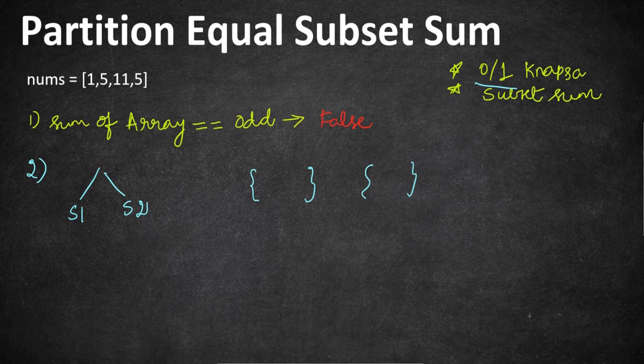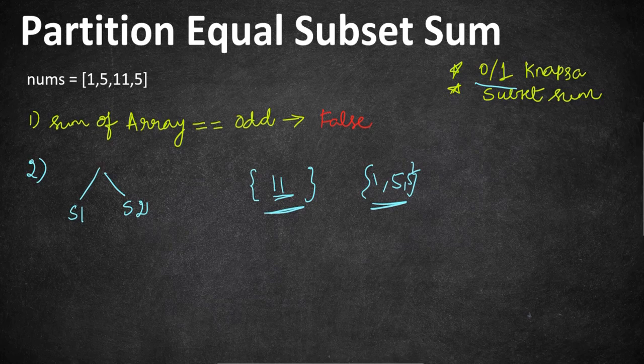If we decide our subset 1 is going to have only 11, then obviously the rest of the elements in the array would go to subset 2, because we have to divide them into only two equal subsets. Once we decide the elements in one subset, the rest of the elements are going to be in the other subset.